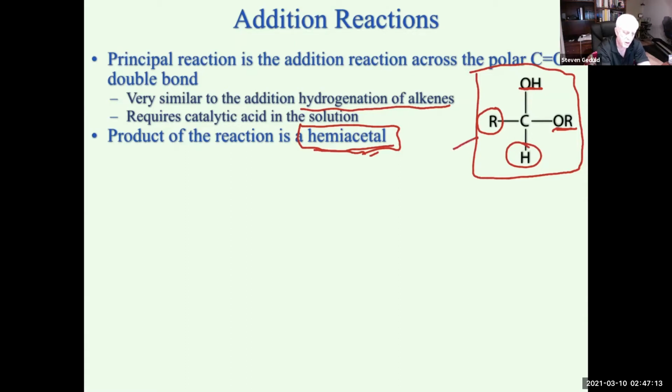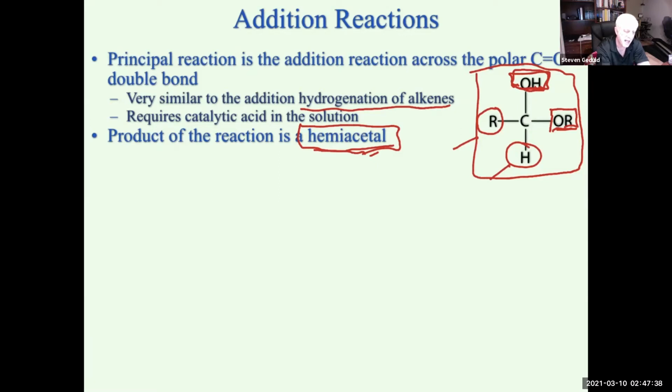If this is an R and an H, it's an acetal. If this is an R and R, it's a ketal. If there's an OH here, it's a hemi, which means it's halfway reacted. We reacted with addition reaction to produce our OR group. Okay. If we react the second time, we're going to get rid of that OH and make that an OR. That's going to make it an acetal.